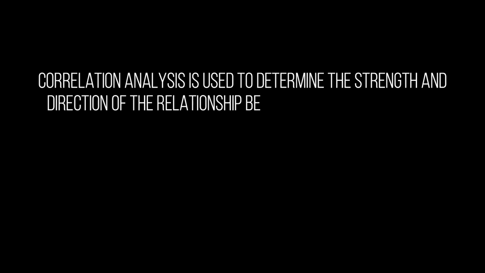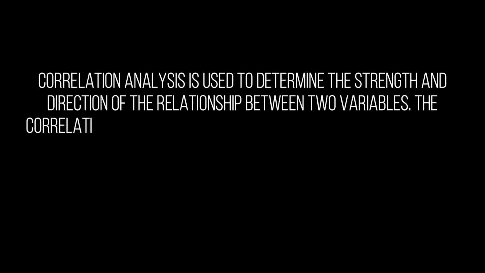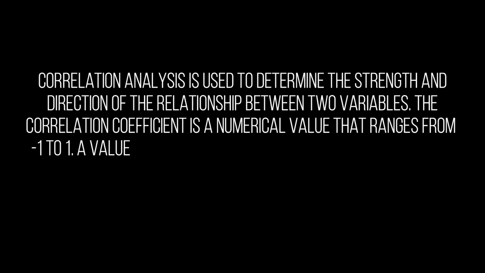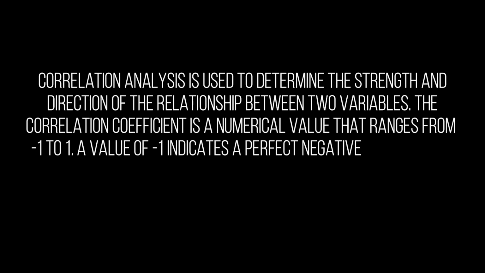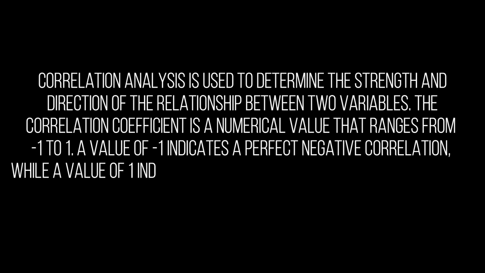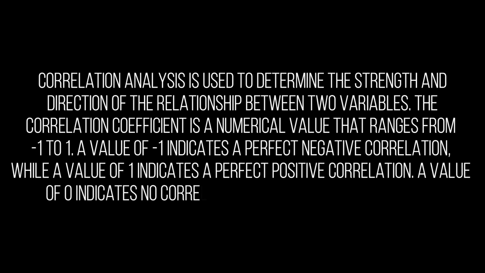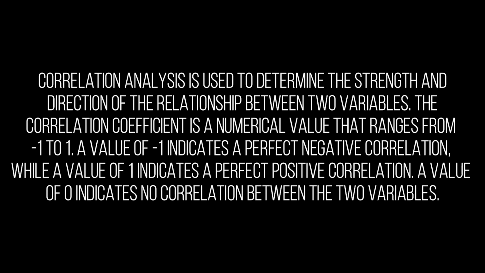Correlation analysis is used to determine the strength and direction of the relationship between two variables. The correlation coefficient is a numerical value that ranges from minus 1 to 1. A value of minus 1 indicates a perfect negative correlation, while a value of 1 indicates a perfect positive correlation. A value of 0 indicates no correlation between the two variables.